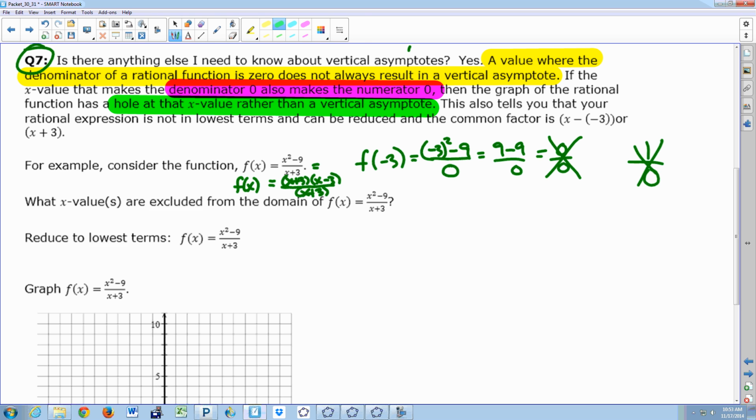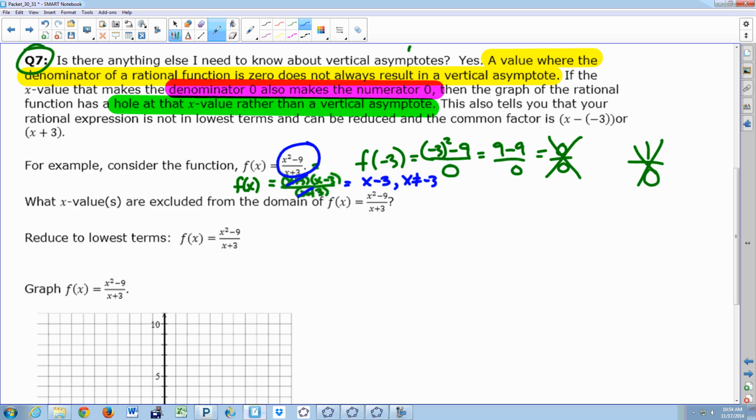And this function can be reduced further. And lo and behold, instead of looking like this crazy rational function, it looks like this simple function called x minus 3. What kind of graph would I get if I graphed f of x equals x minus 3? What kind of function is that? Linear. And now the only condition you have to put on this is that x can't be -3, because -3 wasn't allowed in my original domain.